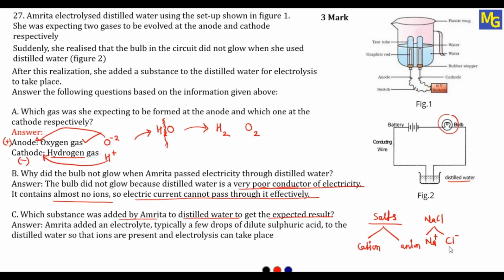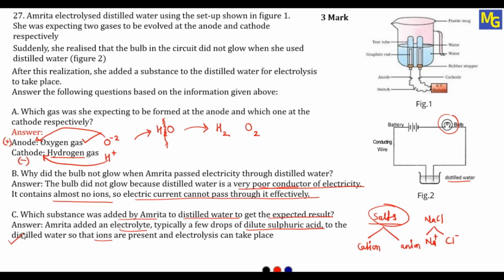These negative and positive ions are responsible to pass the electric current, and therefore the answer is salt. Here you have to add a few drops of sulfuric acid to make the reaction faster, to increase the rate of the reaction. So see here the answer: Amrita added an electrolyte. Electrolyte is nothing but salts, typically a few drops of dilute sulfuric acid to the distilled water, so that ions are present and electrolysis takes place. Dilute sulfuric acid is also one of the electrolytes. You can add any other salts into the water, which form ions, and these ions are responsible to pass the electricity. So this is the answer for question C.